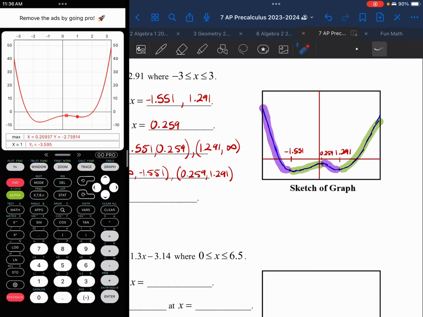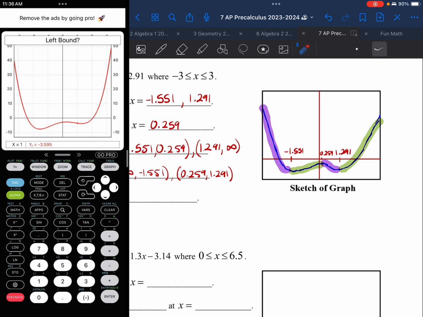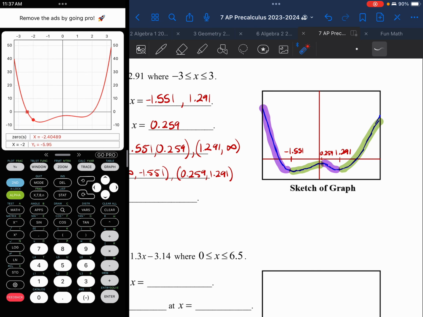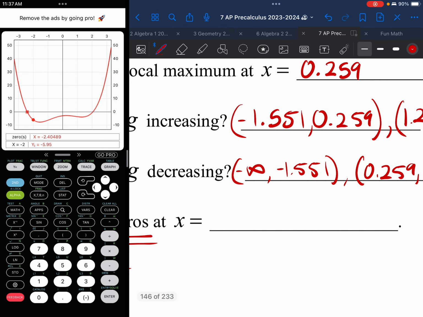You're going to do a second trace on your calculator, and you'll see option 2 is 0. So the left boundary I'm going to go to -3, and the right boundary I'm going to go -2. And when I enter that, it says, okay, your 0, the first one, is at -2.405. Again, you want to round. I think the AP test allows you to truncate, which means if you don't round, it's fine. But I like practicing rounding.